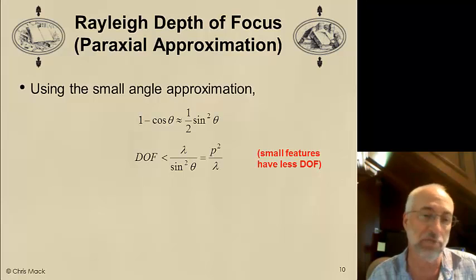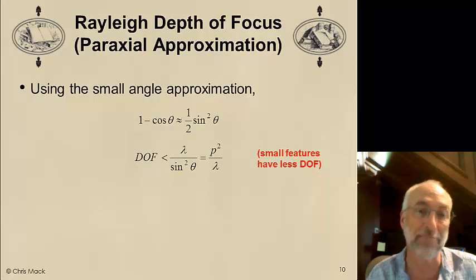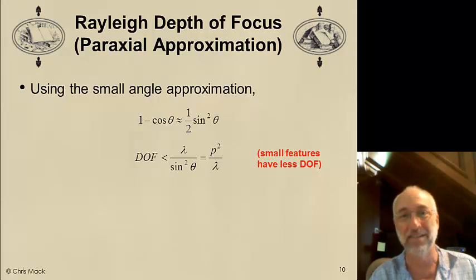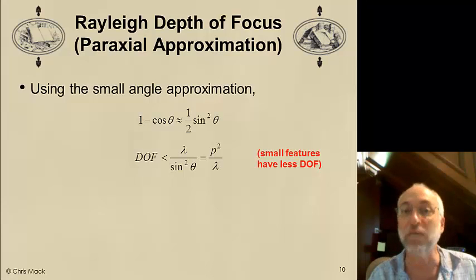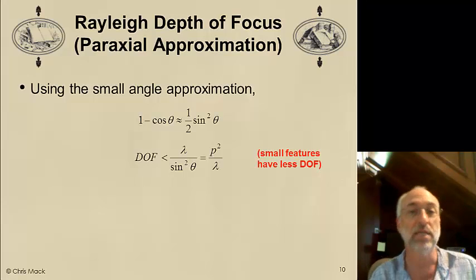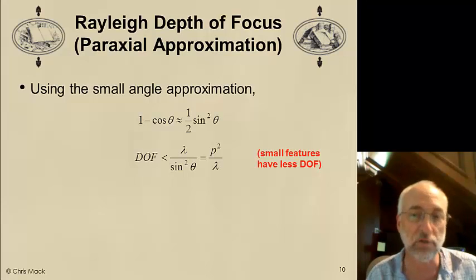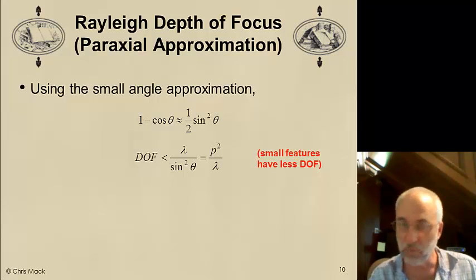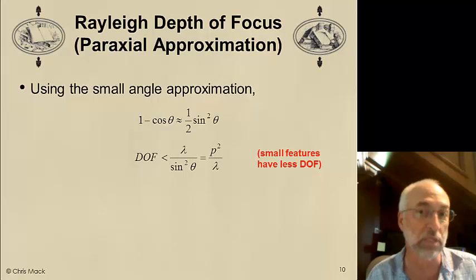This is one of the reasons that lithography is so interesting. I'll use that word: challenging. We try to print smaller and smaller features, and as we do, we get less and less depth of focus. That is, we can tolerate less and less amounts of focus error before our image becomes unacceptably blurry.